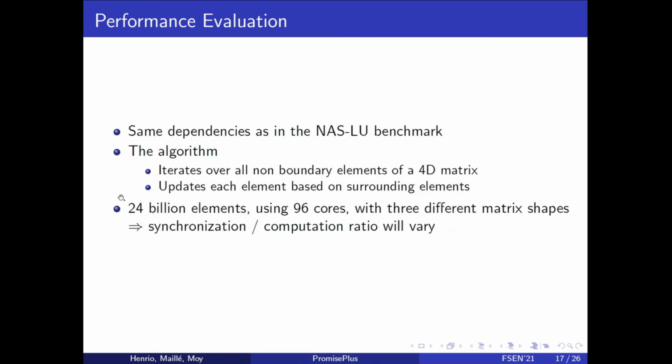So the size of our test matrices was 24 billion elements. We run using 96 cores with 3 different matrix shapes. A matrix shape means that all 3 matrices had the same amount of elements, but not the same dimensions. The objective was to have a different synchronization computation ratio.